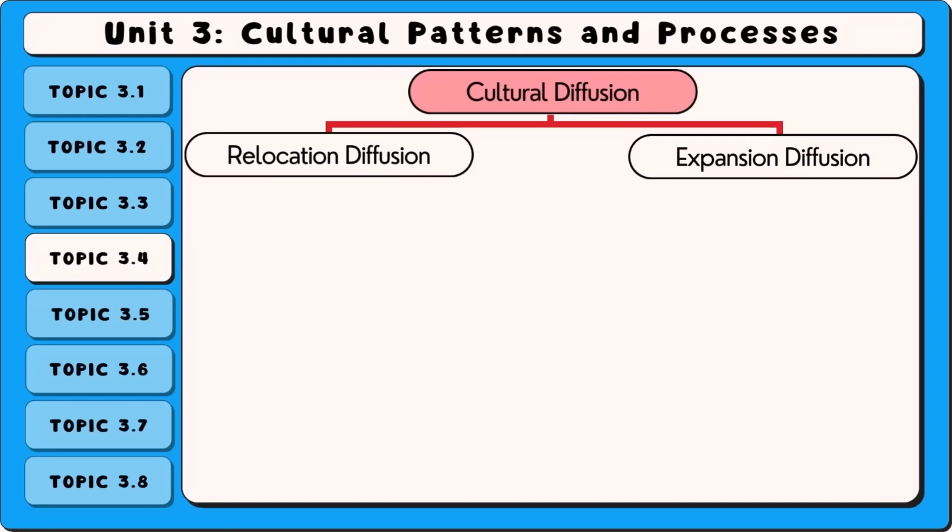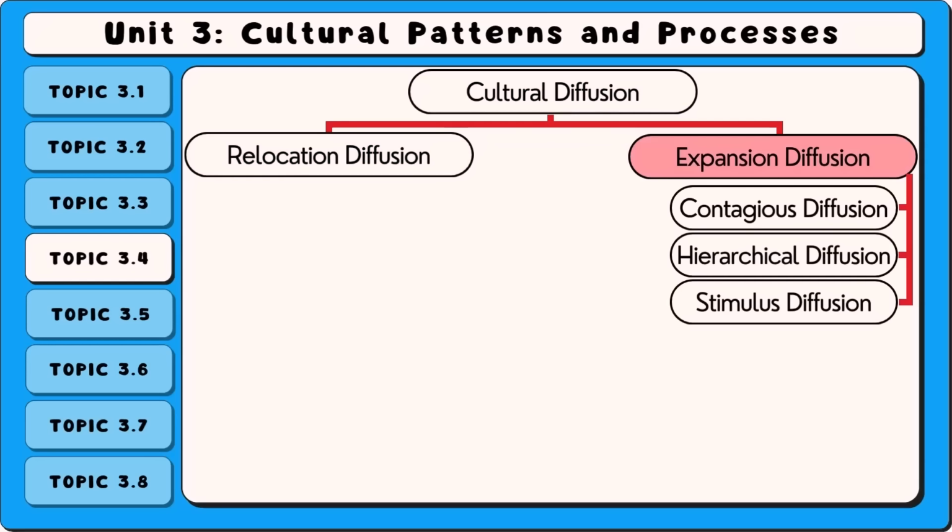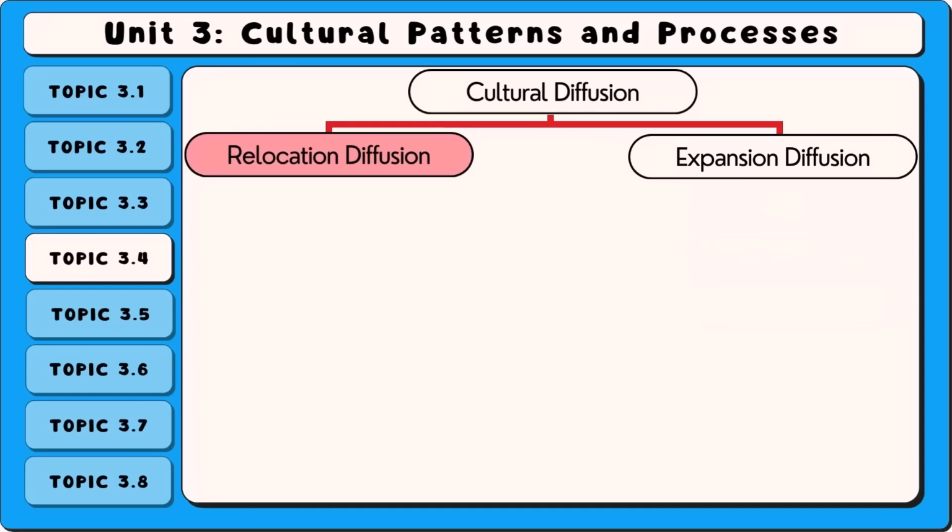In this lesson, we will explore the spread of cultural traits from one place to another. This process is called diffusion. First, we'll divide diffusion into two main types: relocation diffusion and expansion diffusion. Then, we'll break expansion diffusion into three specific forms: contagious, hierarchical, and stimulus diffusion. Let's begin with relocation diffusion.